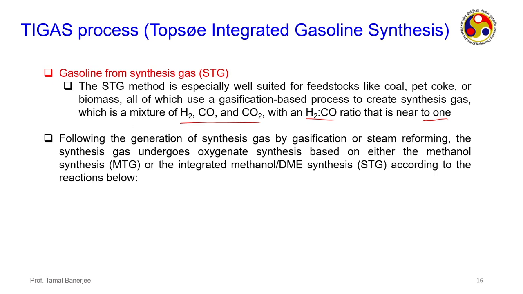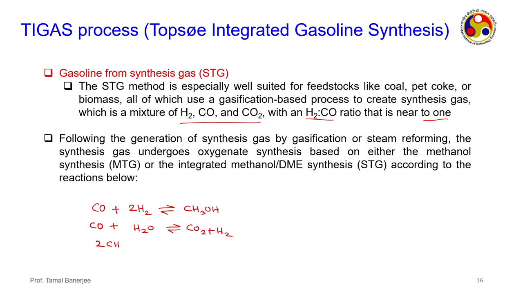Following the generation of syngas by gasification or steam reforming, the syngas undergoes oxygenated synthesis based on either the methanol synthesis to gasoline reaction, that is MTG, or the integrated methanol DME synthesis according to the reactions below. So what are the reactions which are happening? Carbon monoxide first will react with hydrogen to form methanol, the first reaction. So now I am writing S2G, synthesis gas directly to gasoline. Then you will have carbon monoxide reacting with the water produced, producing CO2. These are the set of reactions which is possible.